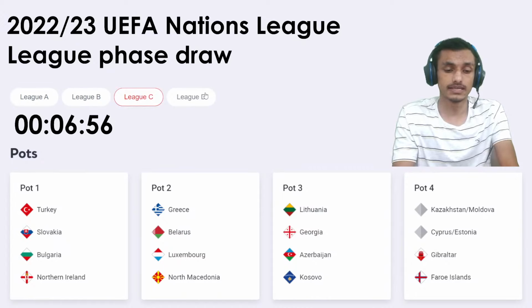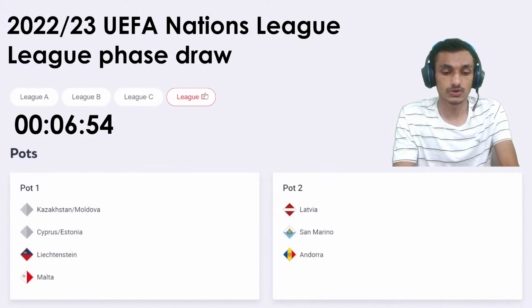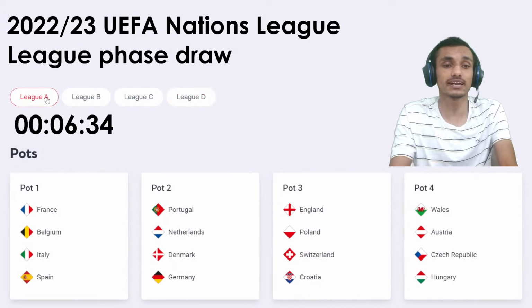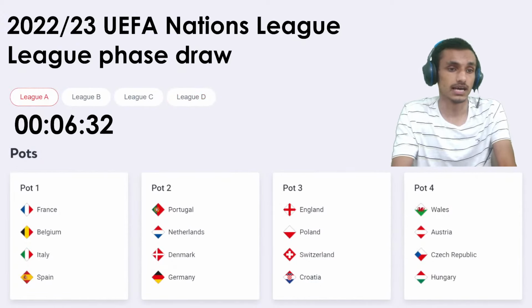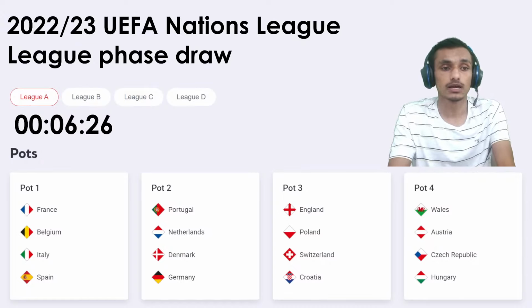And in League D, we can see that in Pot 1: Kazakhstan or Moldova, Cyprus versus Estonia, Liechtenstein versus Malta. Pot 2 has only 3 teams: Latvia, San Marino, and Andorra. So these are the teams included in the UEFA Nations League draw. They are divided into 4 leagues. In League A, League B and League C, 16 teams are included in 4 pots.